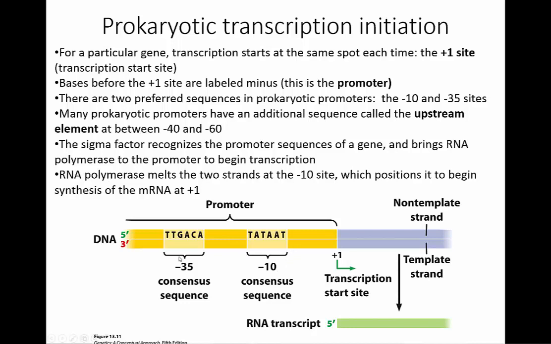So these consensus sequences at the -10 and -35 positions are recognized by the RNA polymerase sigma factor. And so sigma actually binds to those promoter sequences, and it will then recruit the rest of the RNA polymerase enzyme to attach to the DNA there and to begin transcription. What's actually going to happen then is, once the entire holoenzyme is bound at the promoter, the two strands of DNA are going to separate from each other, and it will position that RNA polymerase to start making the first RNA base right at the +1 site.